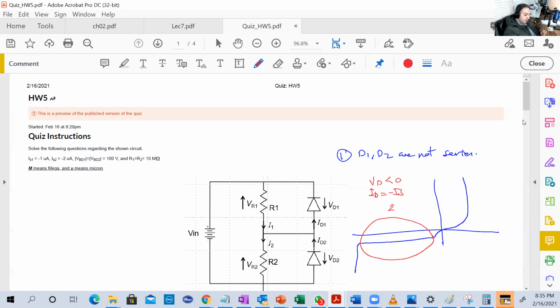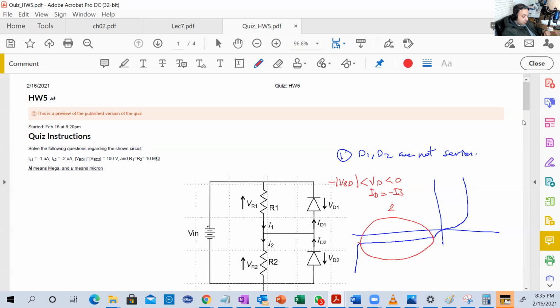And at the same time, it should be bigger than minus VBD. So if VBD is 100, you should find VD like minus 5 or minus 9.3, something between 0 and minus 100, which is VBD.